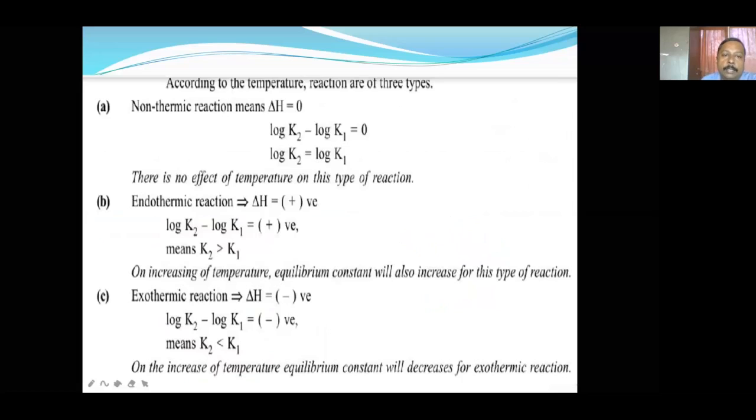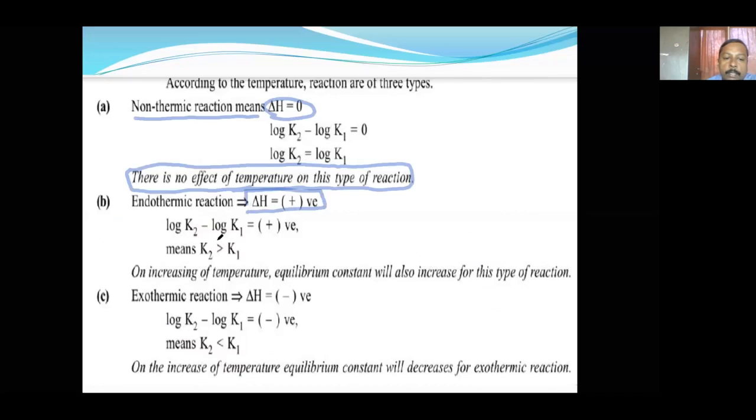This is the framing of the question. According to the Van 't Hoff equation, for a non-thermic reaction, that means delta H is equal to 0, heat is neither released nor required. At that time, the equilibrium constant is independent of temperature. No effect of temperature on equilibrium. For an endothermic reaction, delta H is positive. Therefore, when temperature increases, K also increases. This is a very, very important and lovely statement. These types of sentences you should remember for a long time.